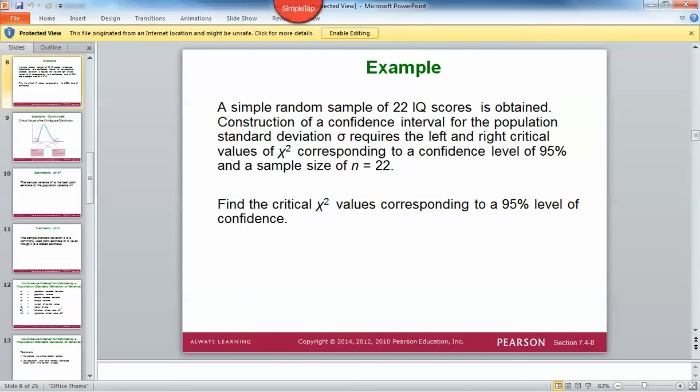So anyway, going back to this problem. Construct the confidence interval for the population standard deviation, sigma, requires a left and right critical value of chi-square, corresponding to a confidence level of 95% and a sample size of n equals 22. So we want to find the critical values, chi-square, that correspond to a 95% level of confidence.